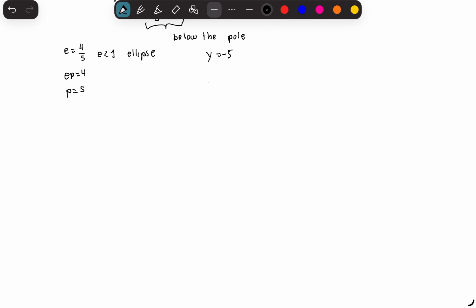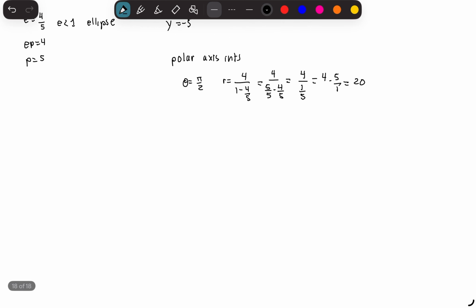Now we have to find our polar axis intercepts. And we do this with theta is equal to pi over 2. So r is going to be equal to 4 over 1 minus 4 over 5. So 1 can be written as 5 over 5, so you get a common denominator, 5 over 5 minus 4 over 5. And that's going to be equal to 4 over 1 over 5. And you would just flip the fraction here. So that would be 4 times 5 over 1, which is equal to 20. And that point would be (20, pi over 2).